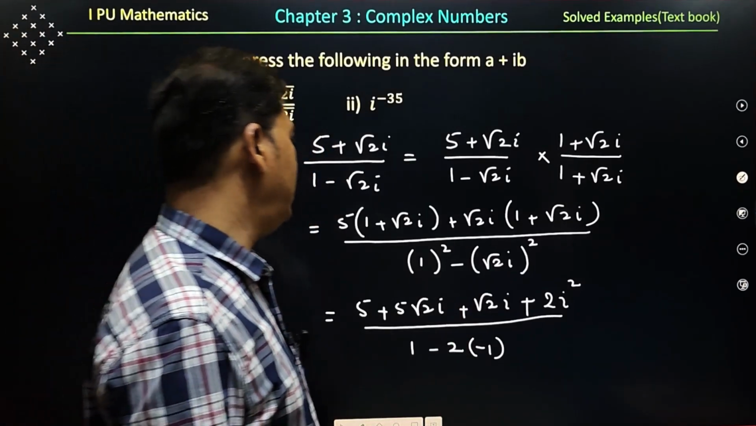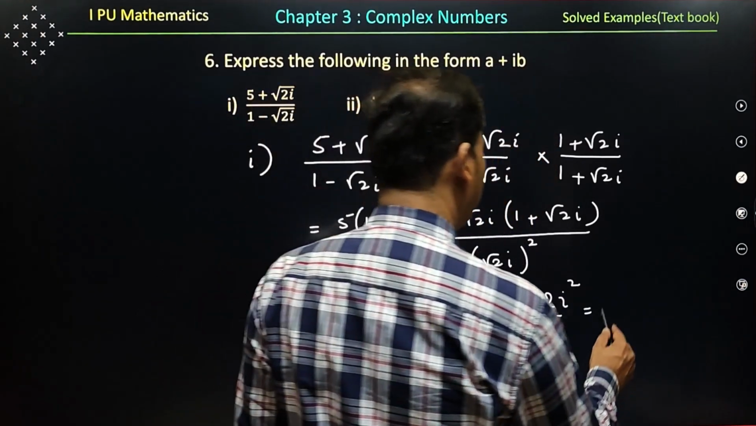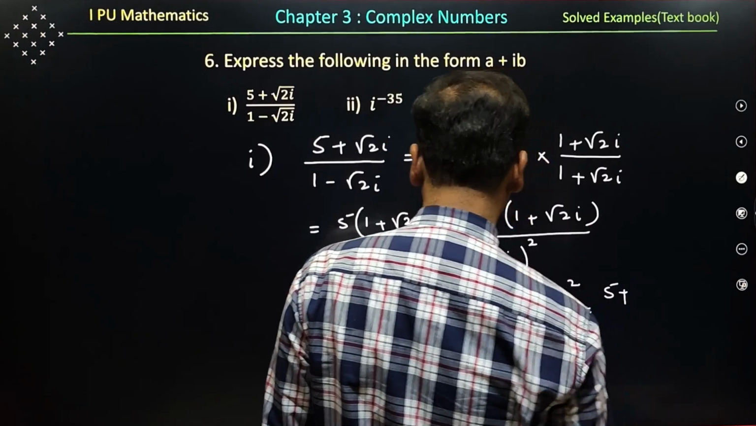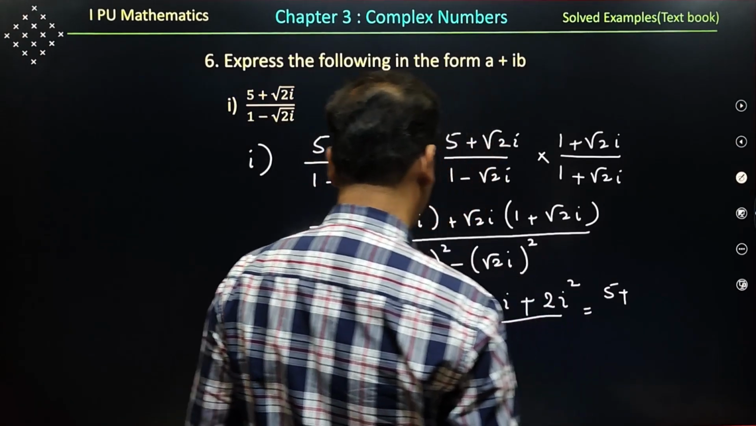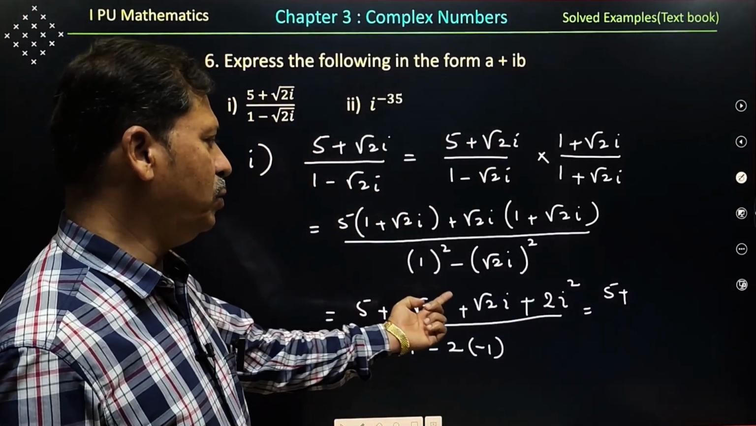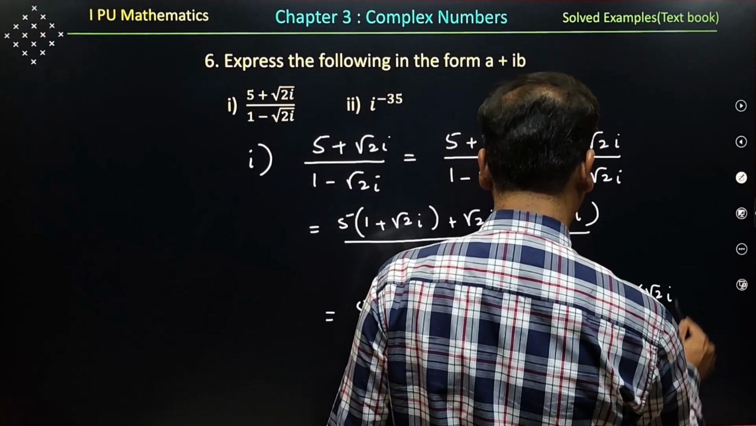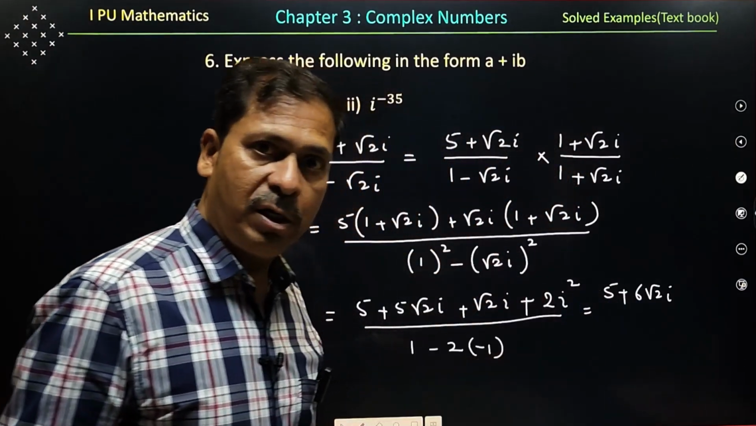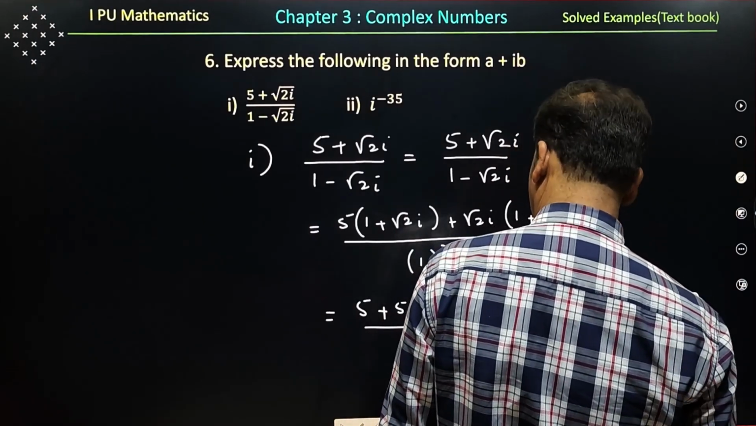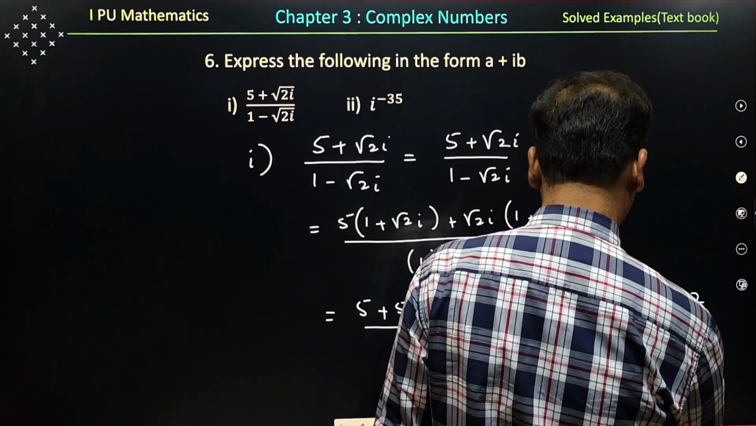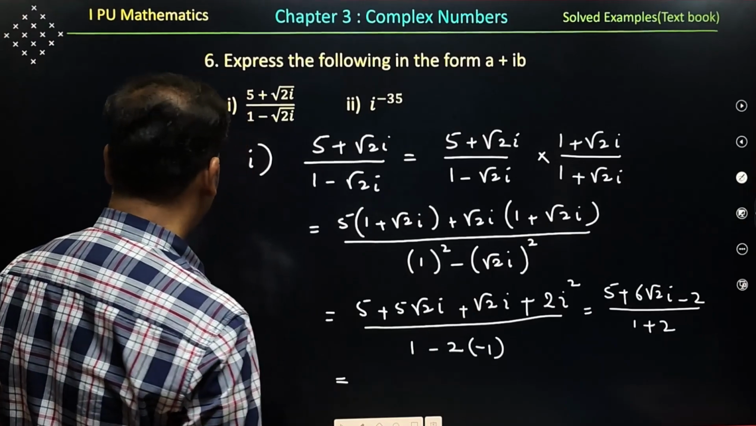Okay, one more step to simplify. 5, I would like to write as it is. Look, 5 plus 5 √2 and 1 √2, that leads to 6 √2i. Notice these are like terms: 5 √2i, 1 √2i, that leads to 6 √2i. Next is 2i square. I square value is -1. So plus into minus, this leads to -2. Divided by 1 + 2. So 5 - 2 is 3.